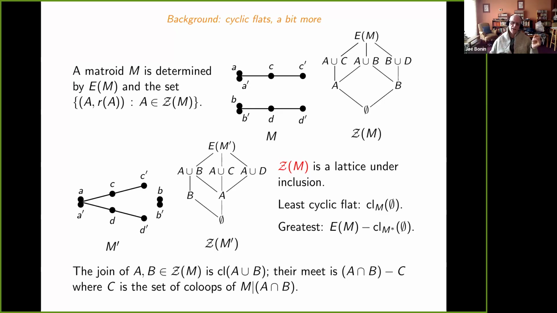How do you see that it's a lattice? Well, if you have two cyclic flats, the closure of their union is automatically cyclic and it's a flat. That's fine. And if you take the intersection of two cyclic flats, you get a flat, but it might have some co-loops. Just get rid of the co-loops. That gets you the meet. So you really do have a lattice here.